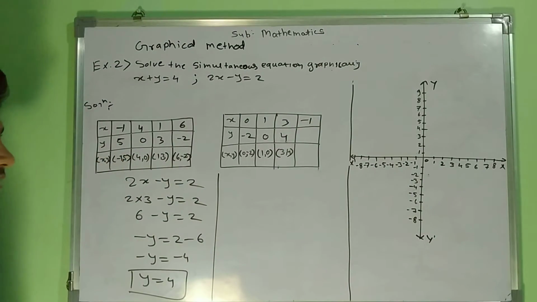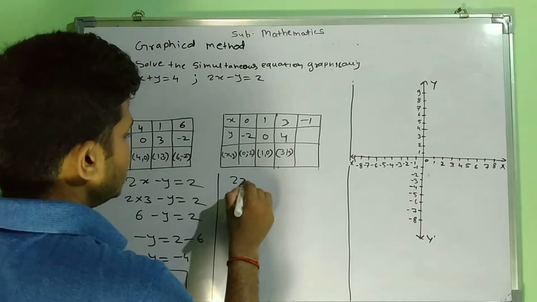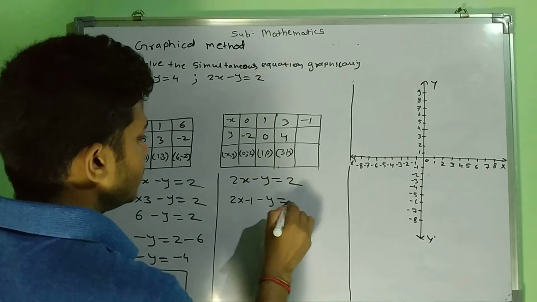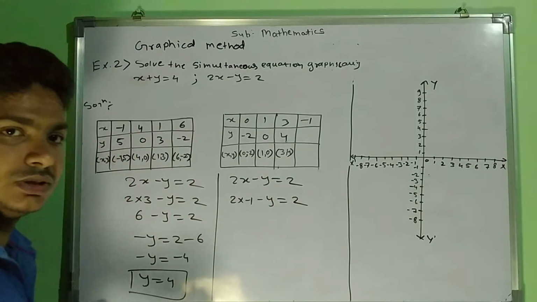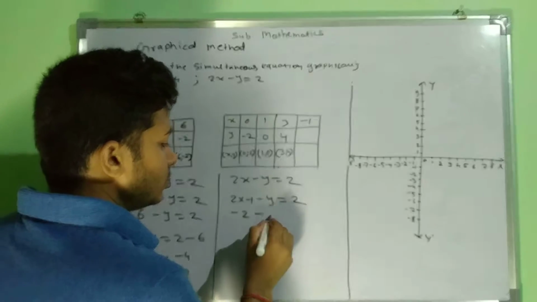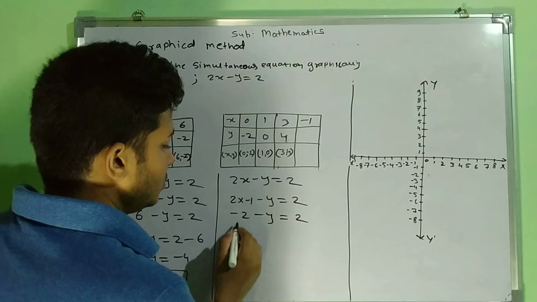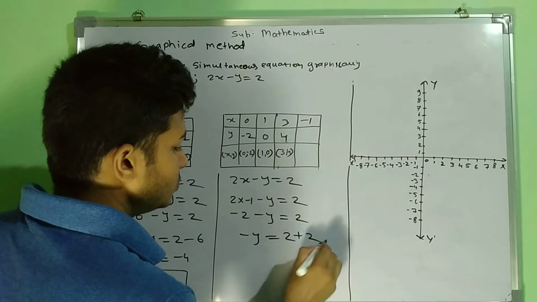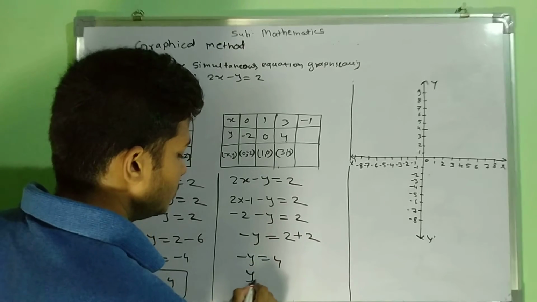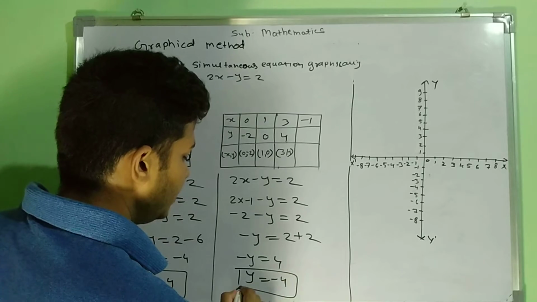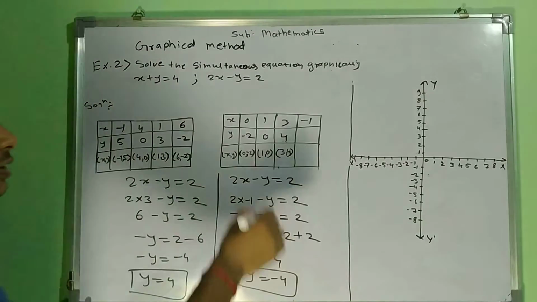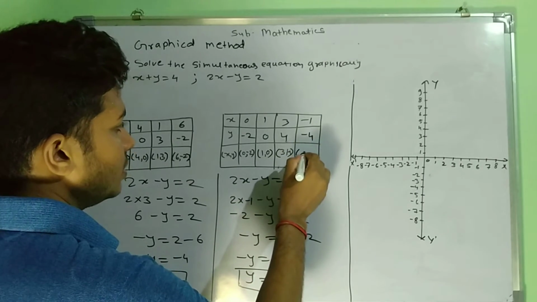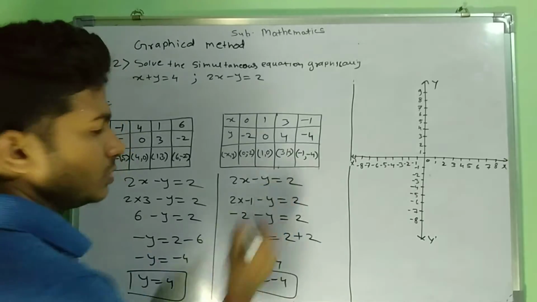Suppose we take the value of x as minus 1. Our equation is 2x minus y equals 2. So 2 multiplied by minus 1 minus y will be equal to 2. Now 2 multiplied by minus 1 will be minus 2. That minus 2 will shift to the right hand side, so 2 plus 2. So minus y will be equal to 4, so y will be equal to minus 4. That will be our solution. Whenever we take the value of x as minus 1, we get the value of y as minus 4. So our next order pair will be (minus 1, minus 4).